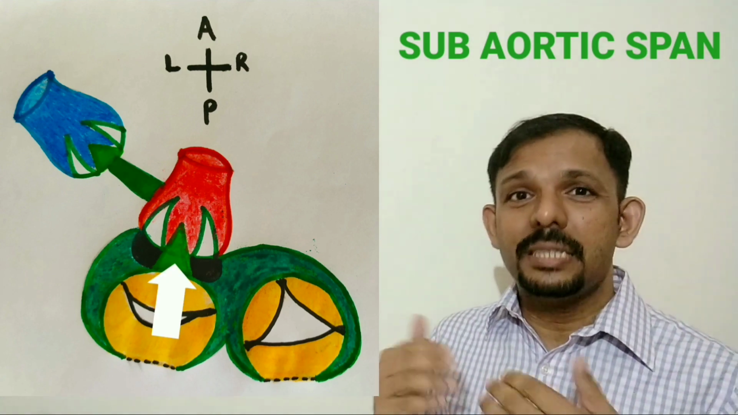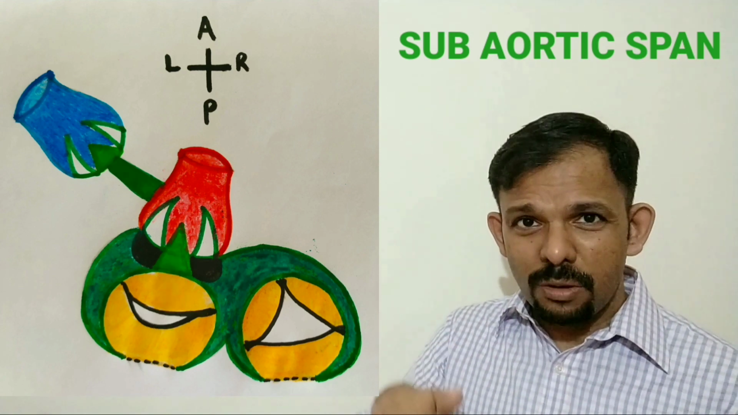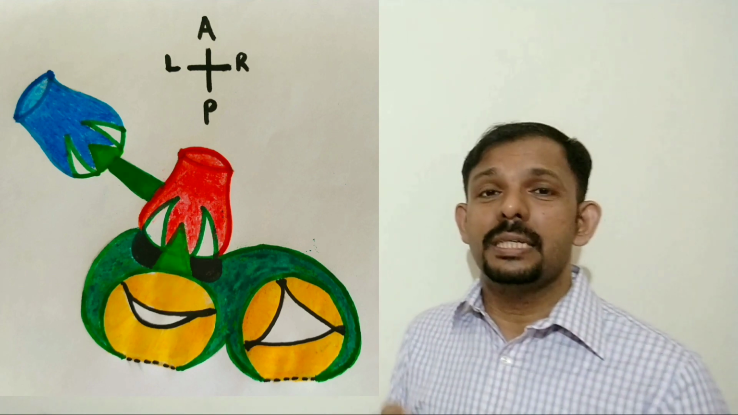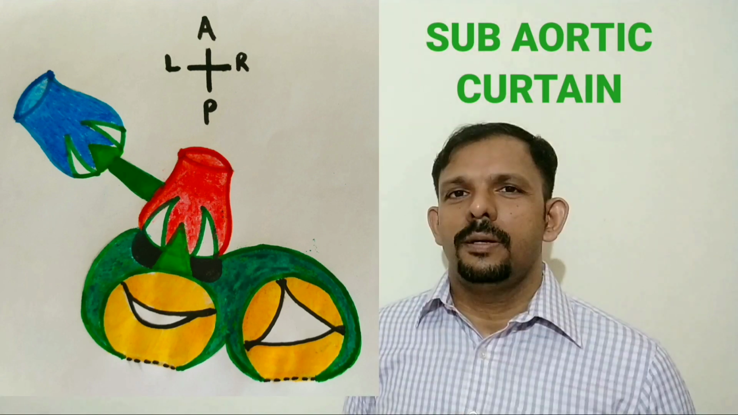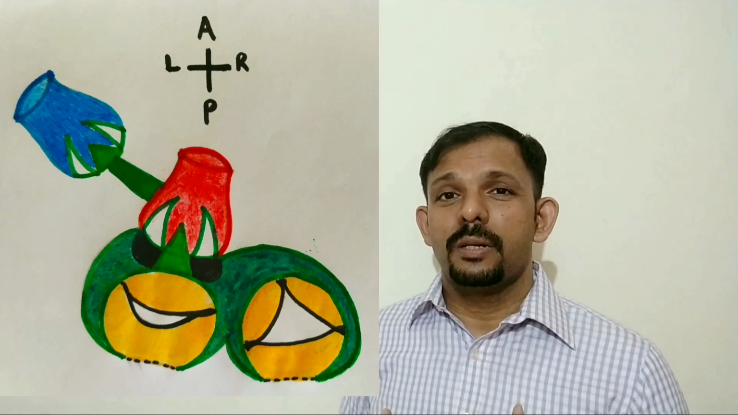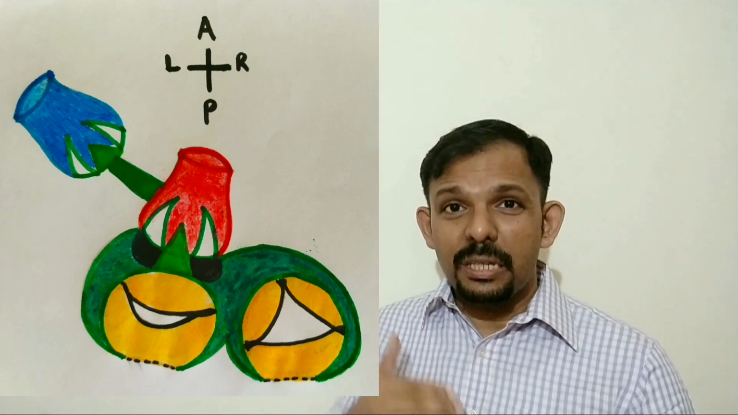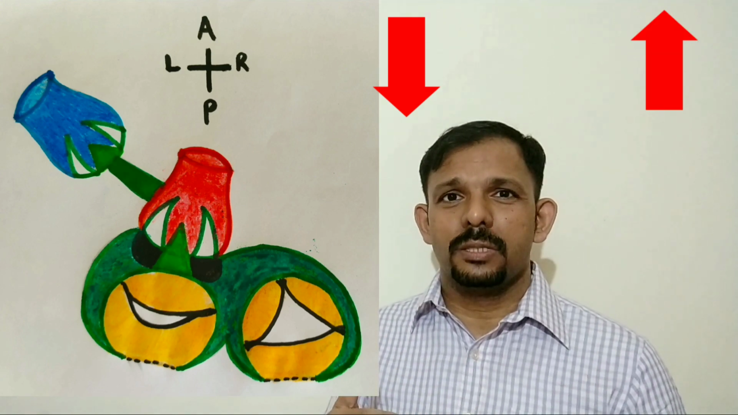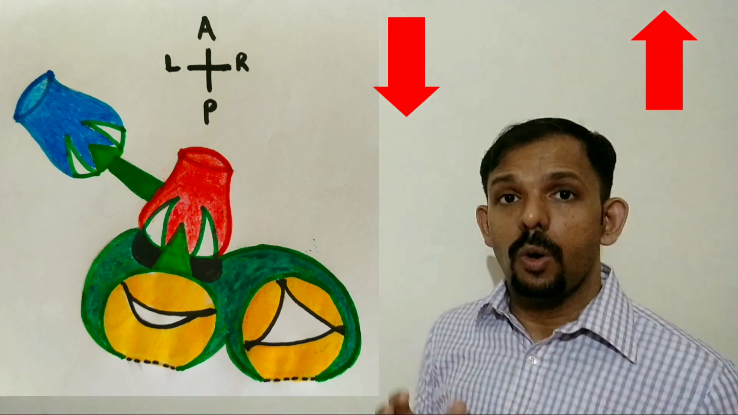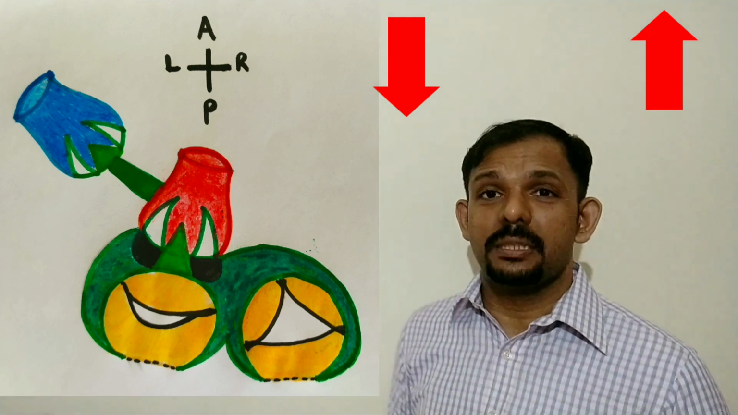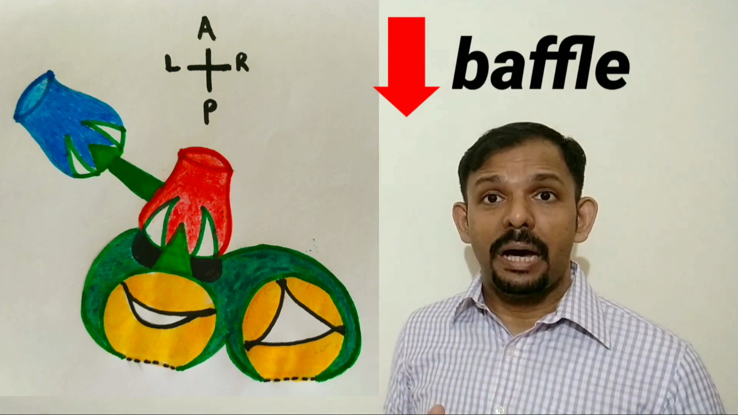Subaortic span. It is this subaortic span that continues further down as the subaortic curtain. And the subaortic curtain basically separates the inflow and outflow tracts of the blood of the left ventricle. The authors mention it acts as a baffle. What is a baffle?